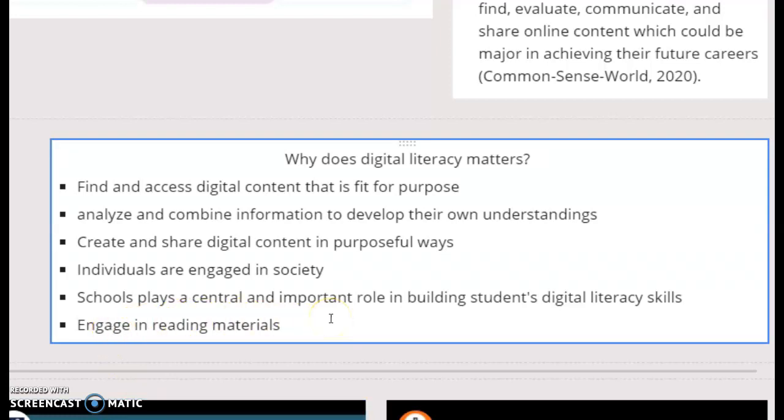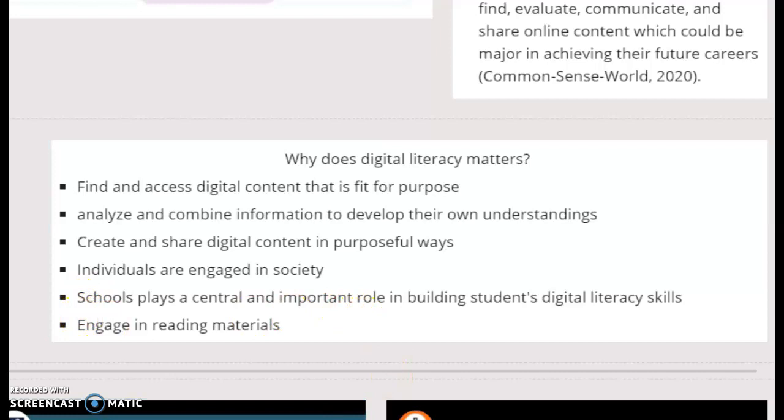Schools play a central and important role in building students' digital literacy skills. And it also helps students engage in reading materials. So, due to the ever changing world that we live in, technology is always changing. It is crucial that one develop digital literacy skills to be able to navigate and effectively teach and learn in online learning environments.